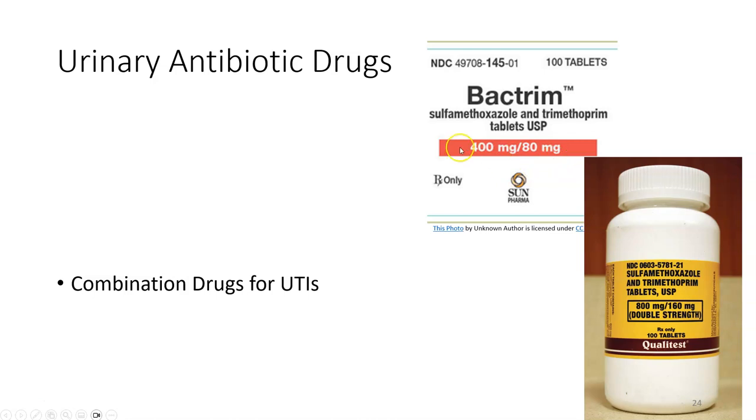When a doctor is writing for it, they will usually write the brand name because it's a combination. They may put SS after it, which would mean single strength, which would be 480, or they would put DS for double strength, 800/160. They don't actually write the strength itself. They write SS for single strength or DS for double strength.